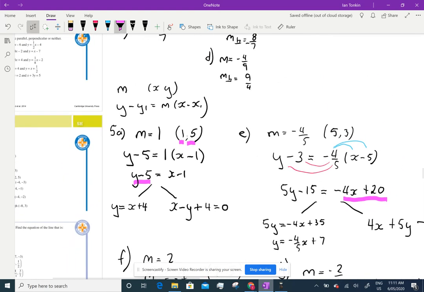I can't emphasize how important that is in the work that we're doing. Make sure you know it, make sure you know how to use it, make sure you can write the equation of a line.